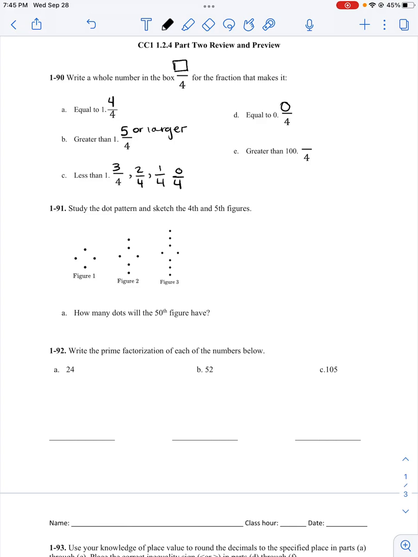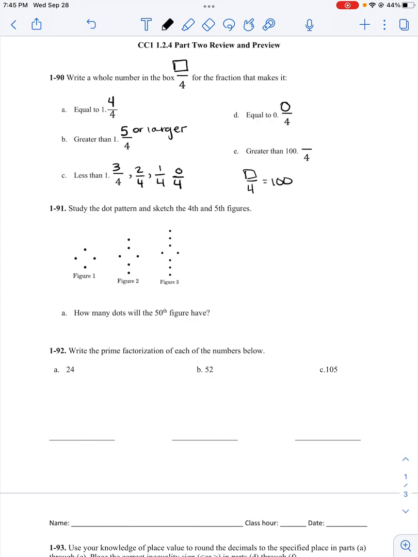For part E, we want to make it greater than 100. Now, our instinct is to say, okay, well, 100 over 4 is greater than 100. But really, it's not. We want to say, well, what would make it 100? So a number divided by 4 would equal 100.